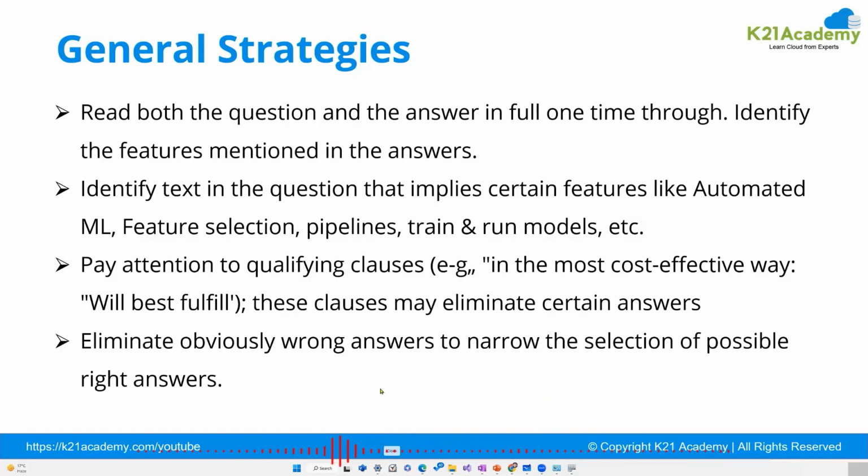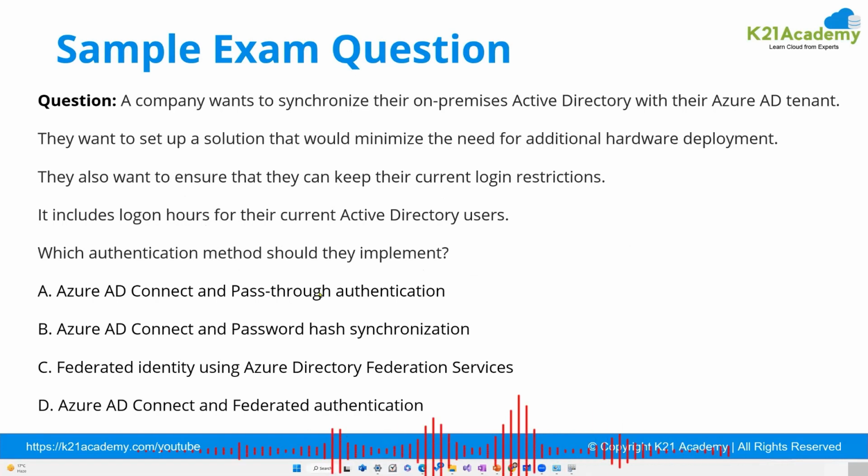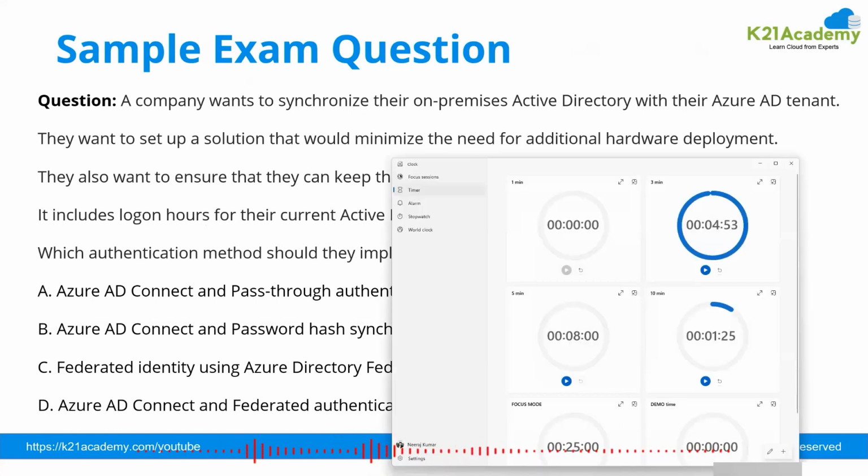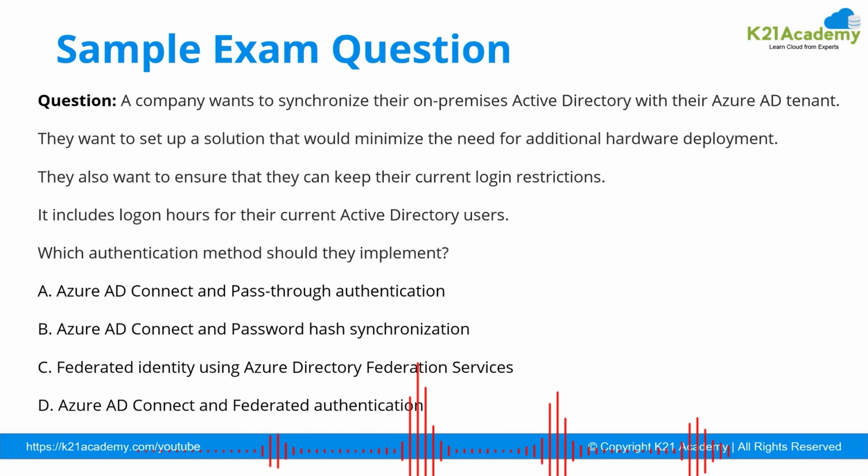So the first question is about Azure Active Directory. Okay, just read the question. So what you want to do, basically, you want to synchronize your on-premise account to Azure. One of the important things you need to consider is you want to minimize the need for additional hardware deployment. Also, you want to ensure that they can keep their current login restrictions.